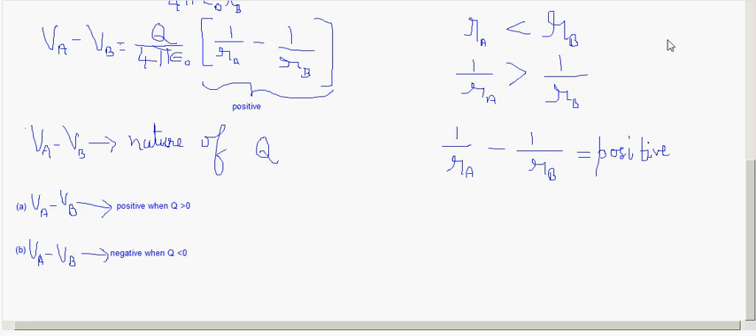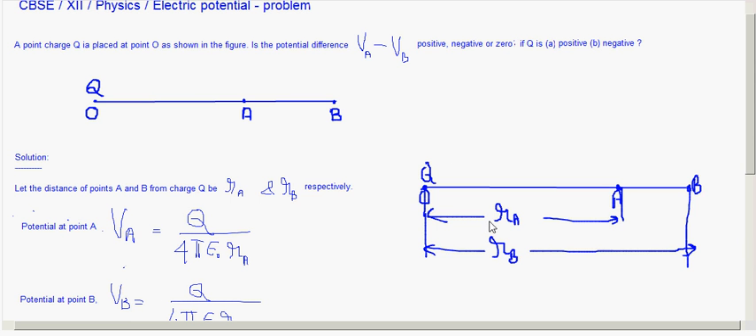So very simple. What you have to do is write the equation for VA minus VB in terms of the distances and charge Q. Then you can easily find out the sign, positive or negative. So that is our question. Next, one more question.